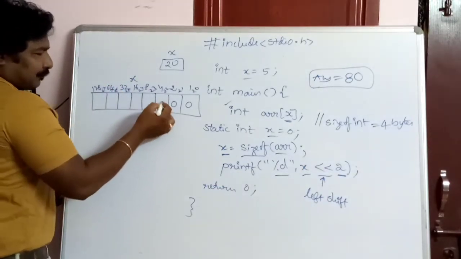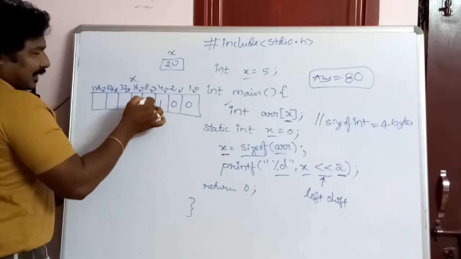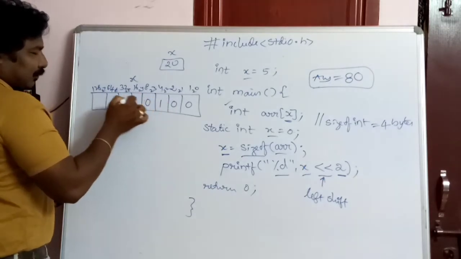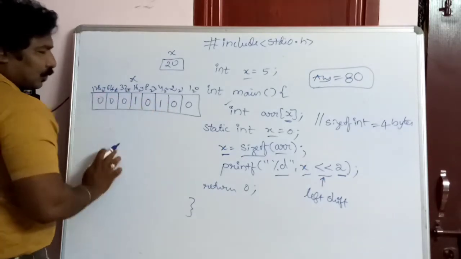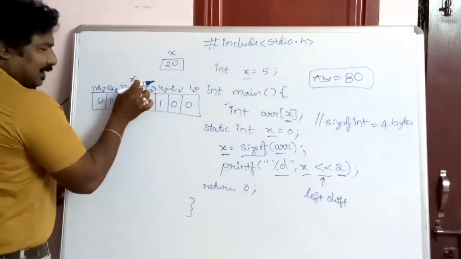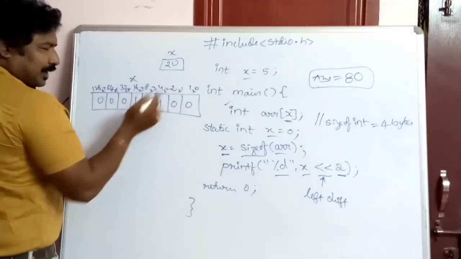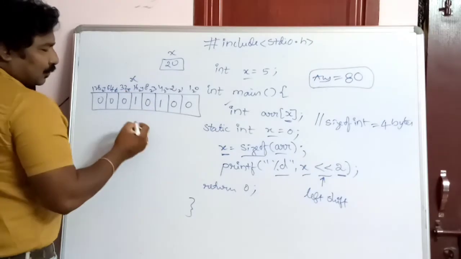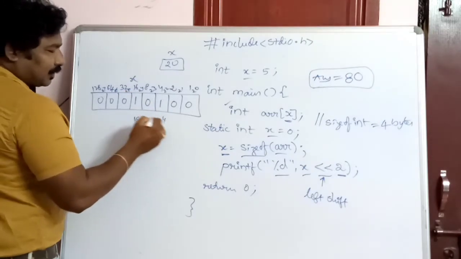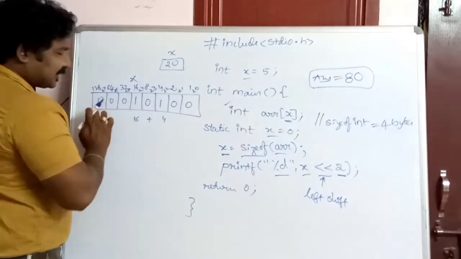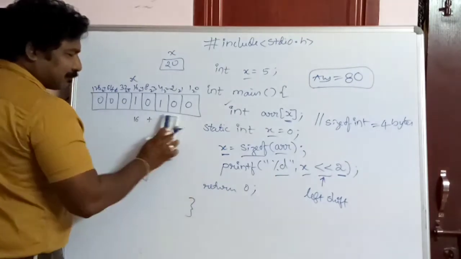So for the 4 there will be a 1 and the rest are 0. For 16 there will be a 1, with the rest 0. Friends, there are one set at 2 power 4 and at 2 squared. 2 power 4 means 16, and this is 4. So 16 plus 4 means 20. So this is the value 20 in binary.